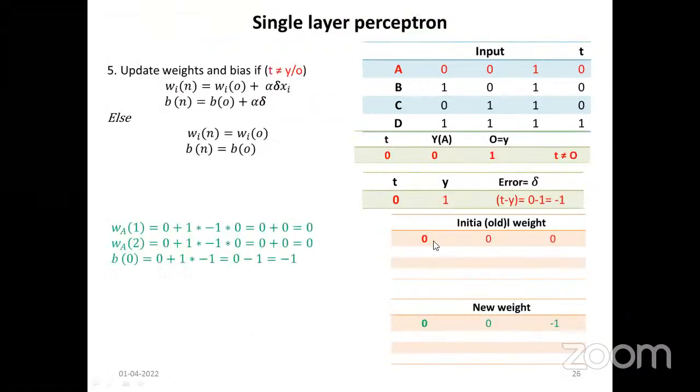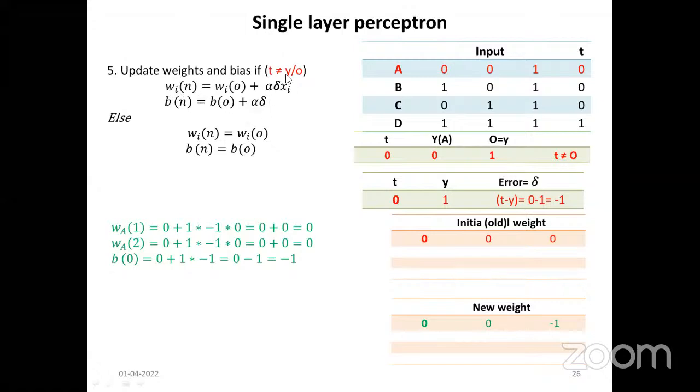So now we're coming here. It's step number 5. It says update weights and bias if t not equals to y. It means when the target, the desired output, and the output generated from the neural network are not the same, only then would the learning happen. See here, this condition is satisfied. How? Because the target is 0, meaning the desired output is 0, but the actual output from the network is 1. So t not equals to y.